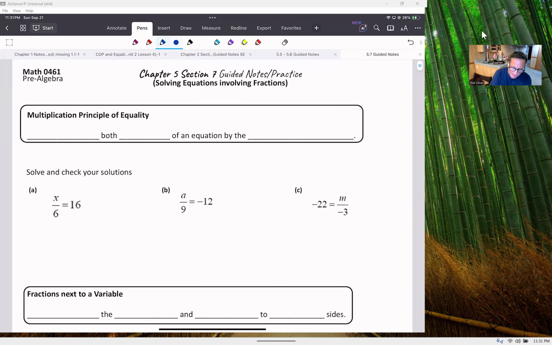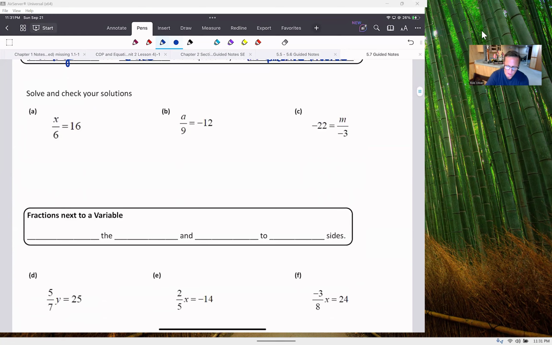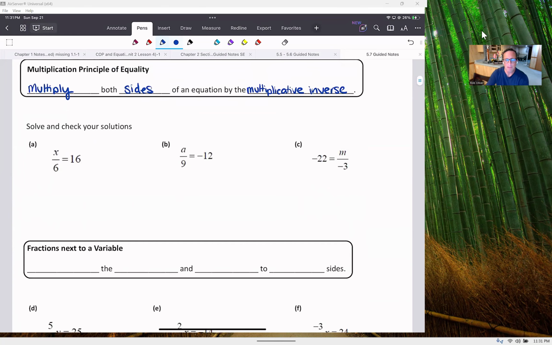What is that? Here's the rule: multiply both sides of an equation by the multiplicative inverse. That's what you're going to do. So solve and check your solutions. The multiplicative inverse is when you flip, basically the reciprocal of whatever value is with the x or the a or the m or the n, whatever the unknown variable term is.